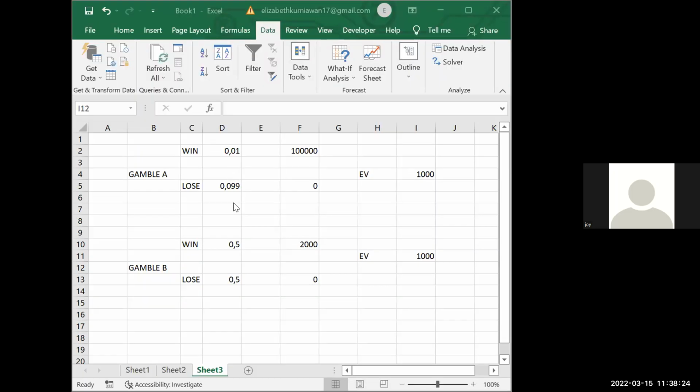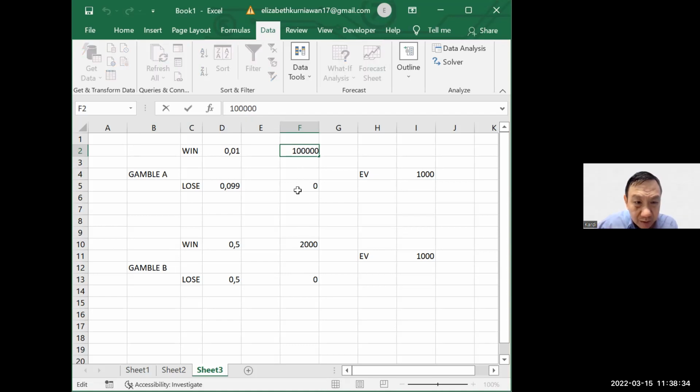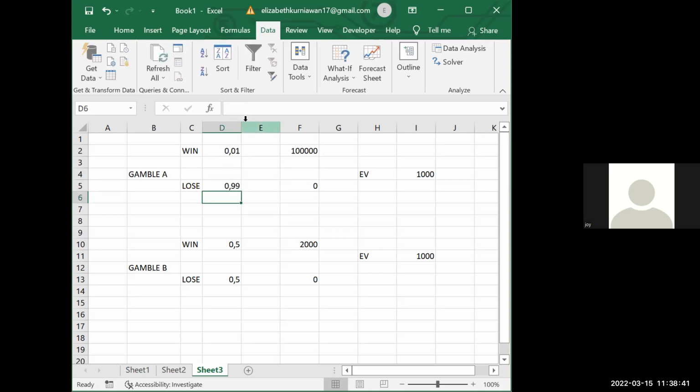Do I share my screen, sir? Yes, please. This is the decision tree. So gamble A, we have win and lose, 1% and 99%. This is how much we win. Is it correct? The lose is 99%. Okay, good. Then 100,000 and 0. Is that correct? 1,000. Oh, the same EV. Yes, very good.